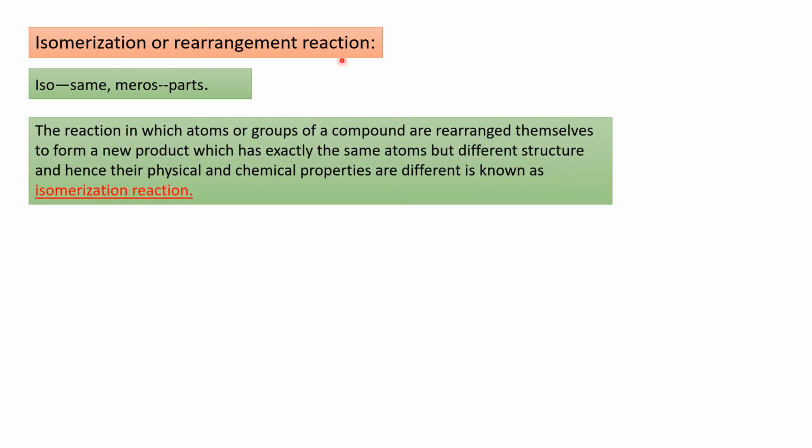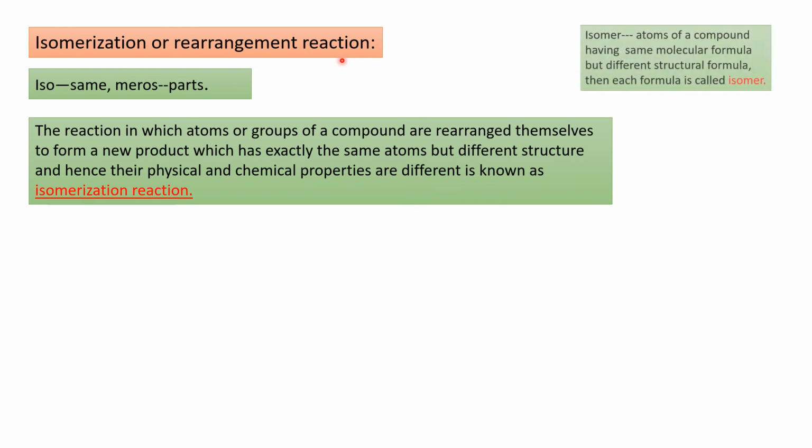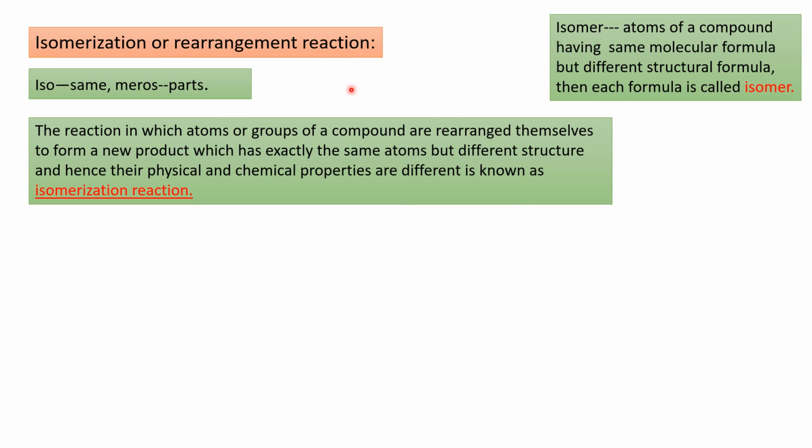Isomerization or rearrangement reaction. Iso means same and meros means parts. So the reaction in which atoms or groups of a compound rearrange themselves to form a new product which has exactly the same atoms but a different structure, and hence different physical and chemical properties, is known as isomerization reaction. Isomer: compounds having the same molecular formula but different structural formula, and each is called an isomer.